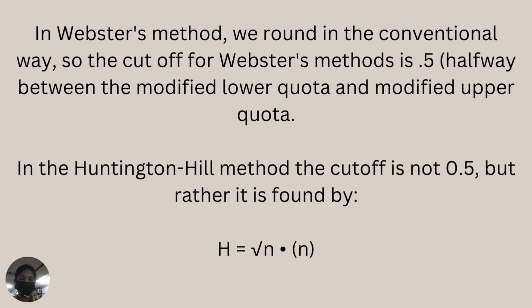In Webster's method, we round in the conventional way, so the cutoff is 0.5, halfway between the modified lower quota and modified upper quota. In the Huntington-Hill method, the cutoff is not 0.5, but rather it is found by h equals the square root of n multiplied by n.